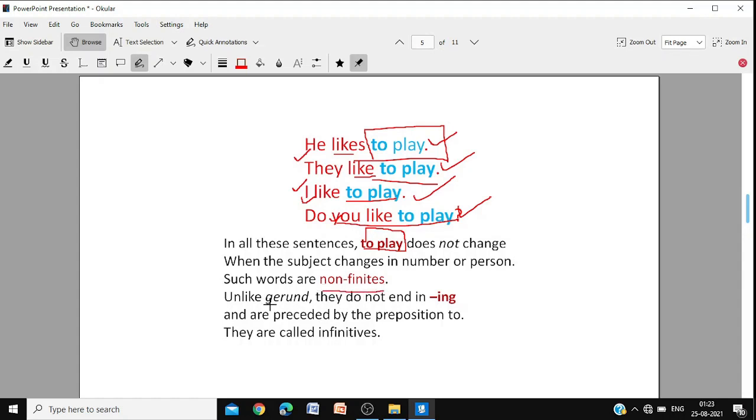Now, gerund was also non-finite, but unlike gerund, here they do not end in ing, but they are preceded by the preposition to: to play, to go, to come, to walk, to run. These are called infinitives. So infinitive is a non-finite verb, not bound by the subject in number and person, but preceded by the word to.